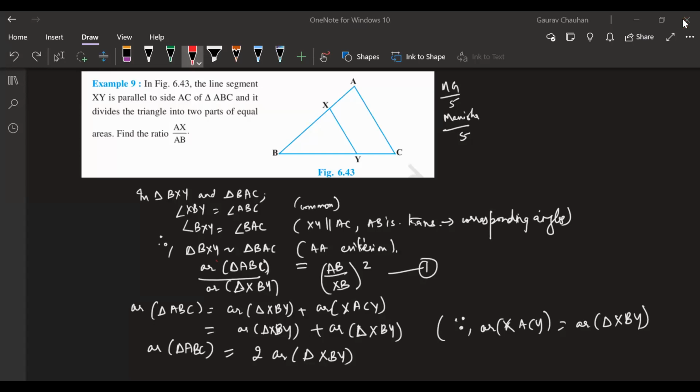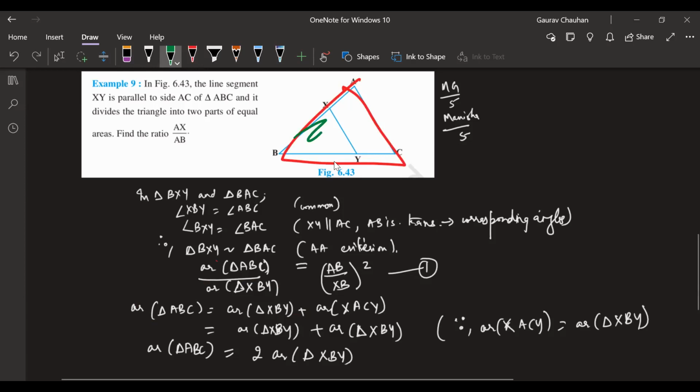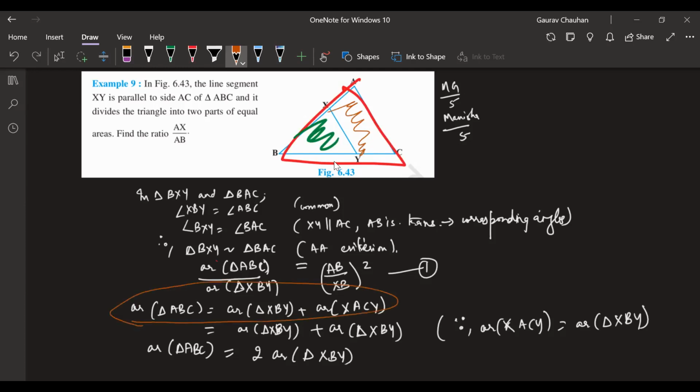Sir, I did not understand why triangle ABC is equal to area of triangle XBY, sir, and why you wrote XACY, sir. Area XACY. How will these two triangles be equal? This full is equal to this area plus this area, no? Yes, sir. Bindu, that's what I've written here. Area of triangle ABC is equal to green area plus orange area.